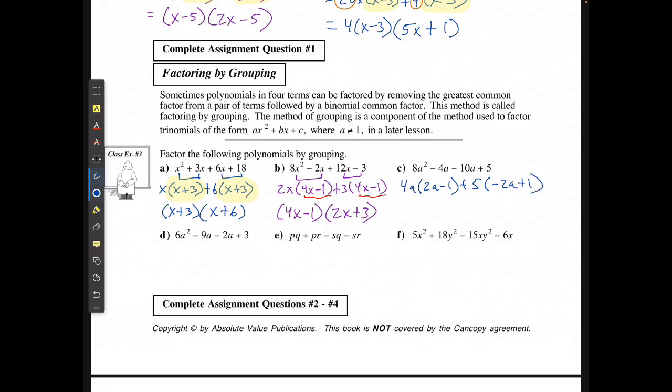Which means that in this case, I'm not just factoring out the 5 because these don't match. To make the signs match as well, I need to factor out negative 5. And then I'm left with 2a minus 1. And as soon as I see that these match, then I know I've done it properly. It's going to be 2a minus 1 and 4a minus 5.